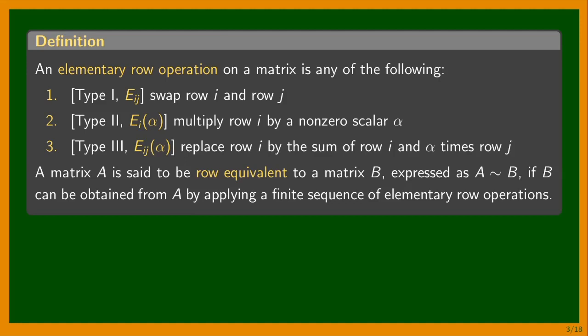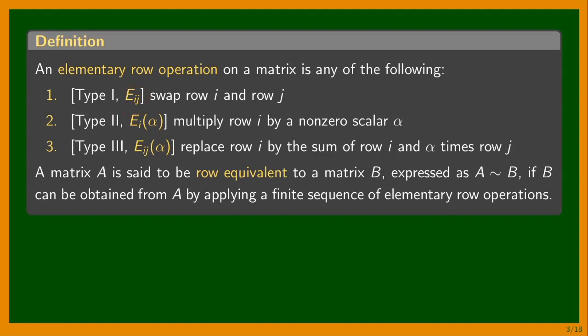So here are the Gaussian operations in terms of matrices. We call these operations elementary row operations. There are three types of elementary row operation: type 1, 2, and 3. The first type corresponds to swapping two equations in a linear system. In terms of the augmented matrix, that corresponds to swapping two rows of a matrix. When we swap row i and row j in a matrix, we denote that operation by E subscript ij.